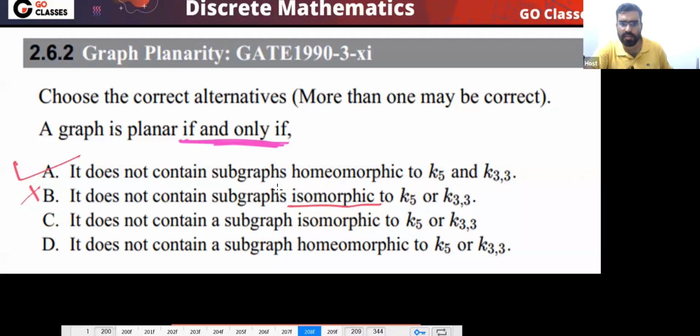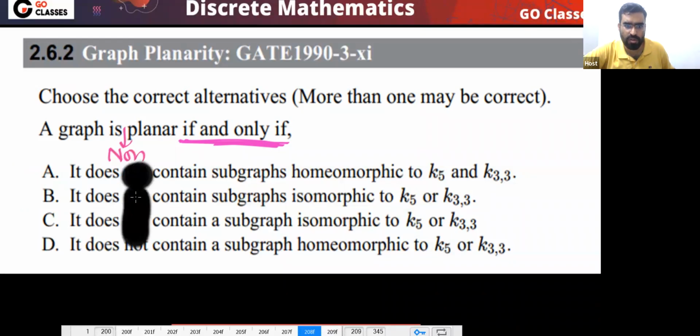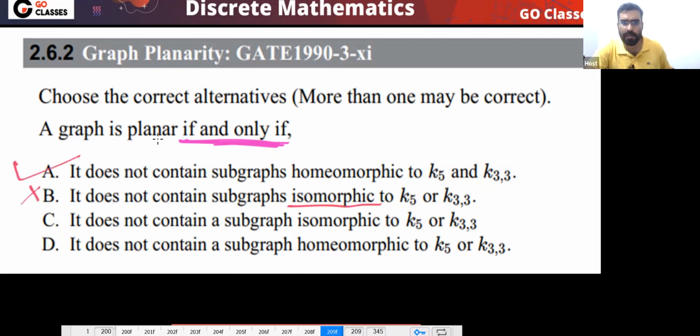The same statement, remember, if I do it like this: a graph is non-planar, then what will happen? If I say a graph is non-planar, then what will be the correct statement? Let's assume I remove this node. Now what will be the correct statement? A graph is non-planar if it contains either this or this. Now this is correct. But a graph is planar if it contains neither this nor this.